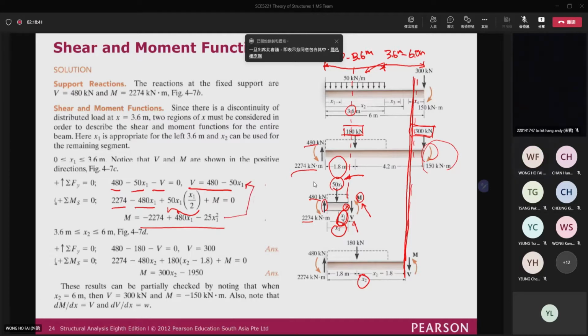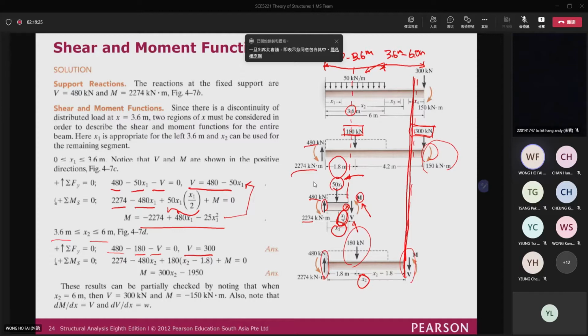Okay. And then afterward, you can consider the second part of the beam, which is in between 3.6 meter and the 6 meter here. Again, you consider the vertical force equilibrium. You have 480 on the left-hand side, and then 180 kN in the middle. And then on the right-hand side is negative V here. So from here, you can see that V is equal to 300. That means within the section 3.6 meter to 6 meter, the shear is a constant. Okay, it is equal to 300 kN.